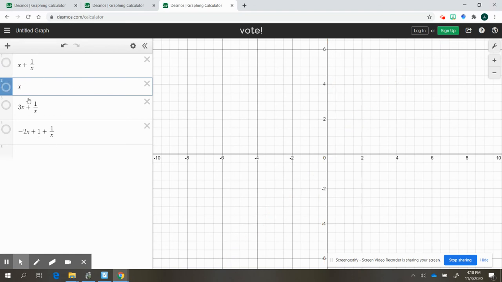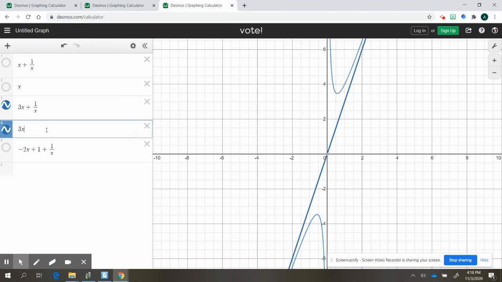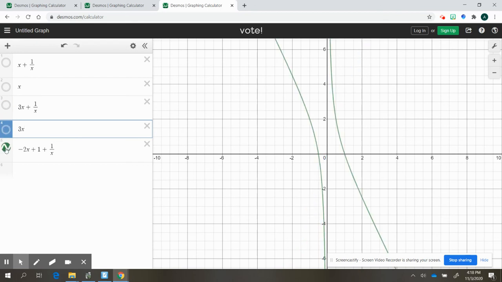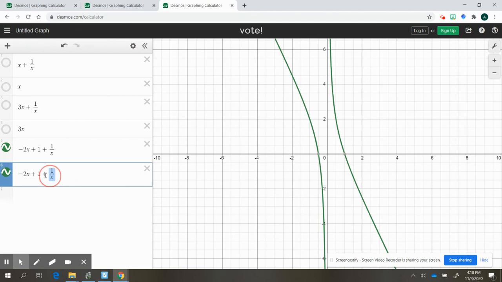So if we look at the next example, 3x plus 1 over x, again, we have a slant, and where that slant is occurring is y equals 3x, would be that slant line, and then you'll see the same thing with this last one, another slant with y equals negative 2x plus 1 being the slant asymptote. Okay, so you see that in there.